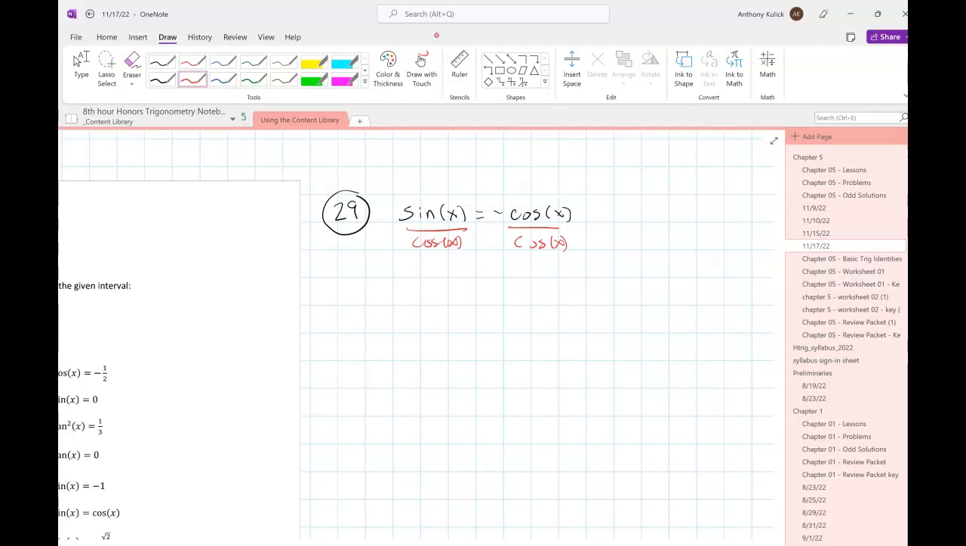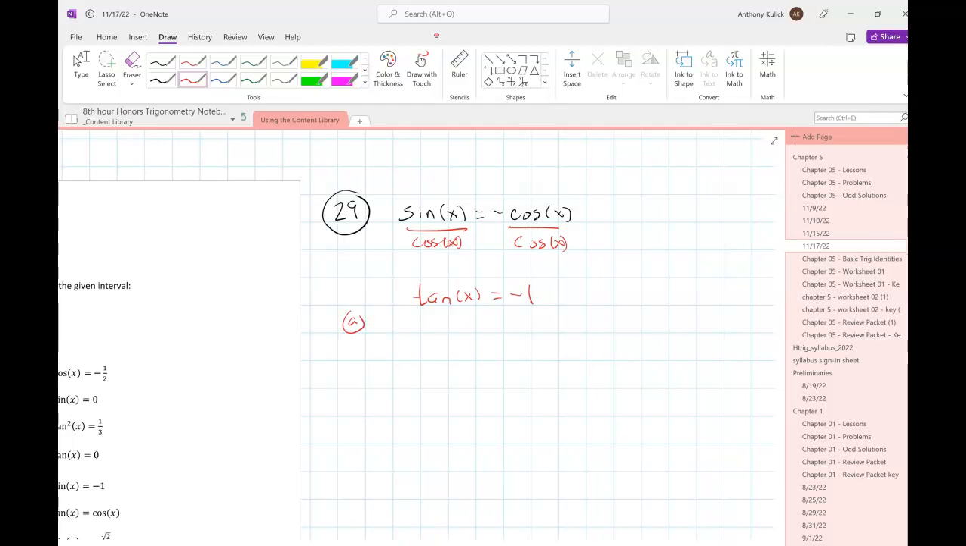What's sine over cosine? Tangent. Oh, of course. Once you see it, you're like, oh. But thinking of it, that's a tough thing to come up with, right? All right. So let's do our answers for part A here.